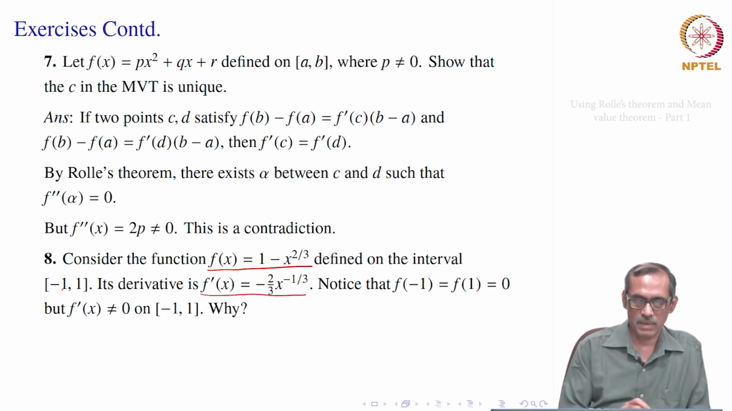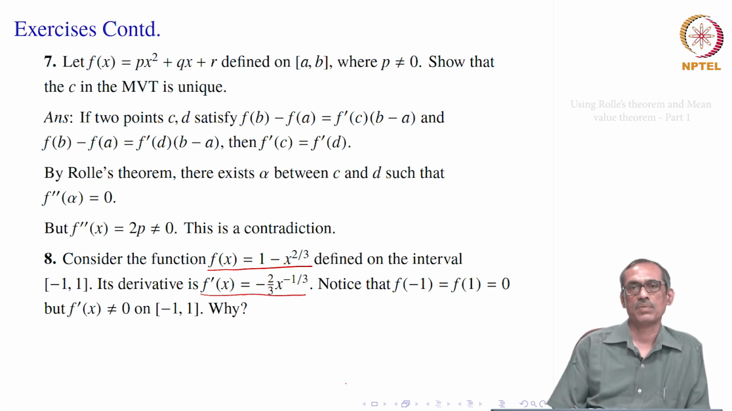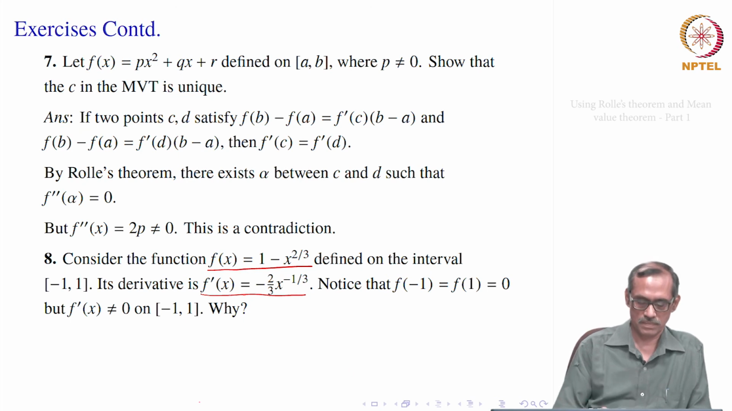Now, you see f at minus 1. If you substitute minus 1 here, this gives minus 1 square which is 1, 1 minus 1 is 0 and f of 1 is 1 minus 1, that is also 0. So, both f of minus 1 and f of 1 vanish. So, if you think of Rolle's theorem, or even the mean value theorem, it should say that f prime x should be equal to 0 for some x in between minus 1 and 1.